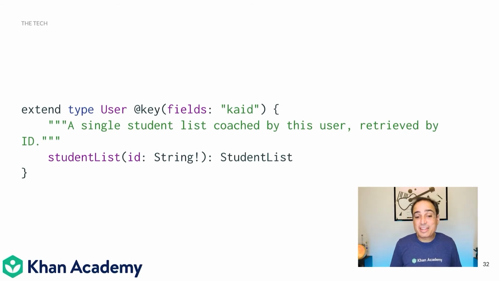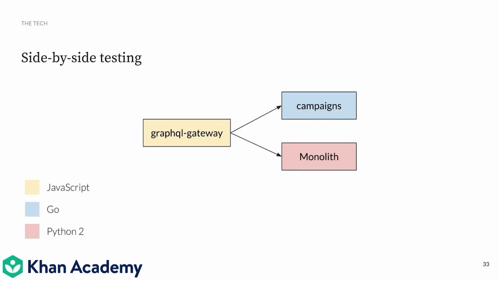And it's going to say then, okay, I am providing on the user type student list. I take in a student list ID, which is basically a classroom ID, and I return a student list object. And so the GraphQL gateway is going to have to stitch that together when somebody asks for a student list. So if you're asking for some fields of user, they will come from the user service. Asking for other fields, it's going to come from the coaches service in this case.